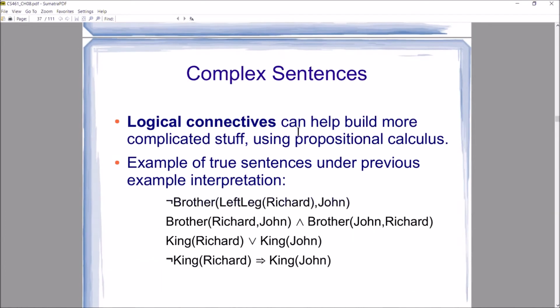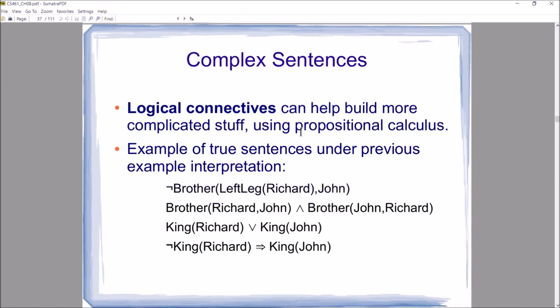So we can make very complex sentences, as I was mentioning a second ago, by reusing those logical connectives from propositional language. We can make a lot more complicated statements by using that propositional calculus that we studied previously in Chapter 7. So in that example interpretation of the model, here are some true sentences.